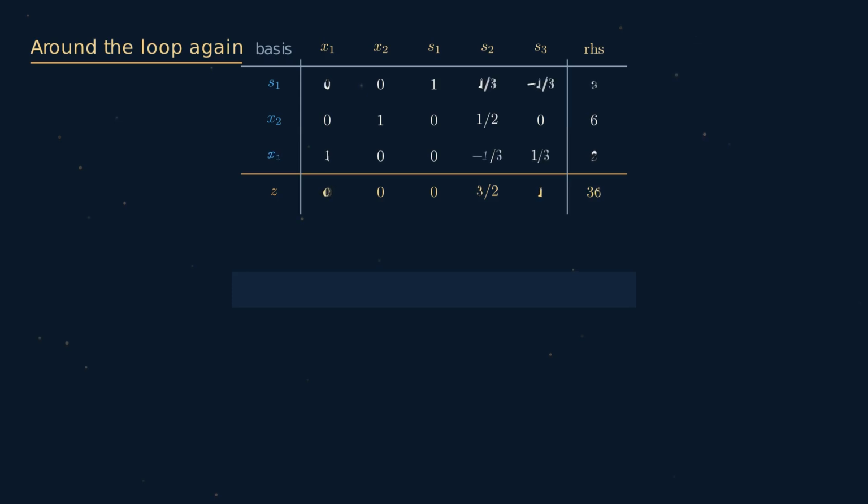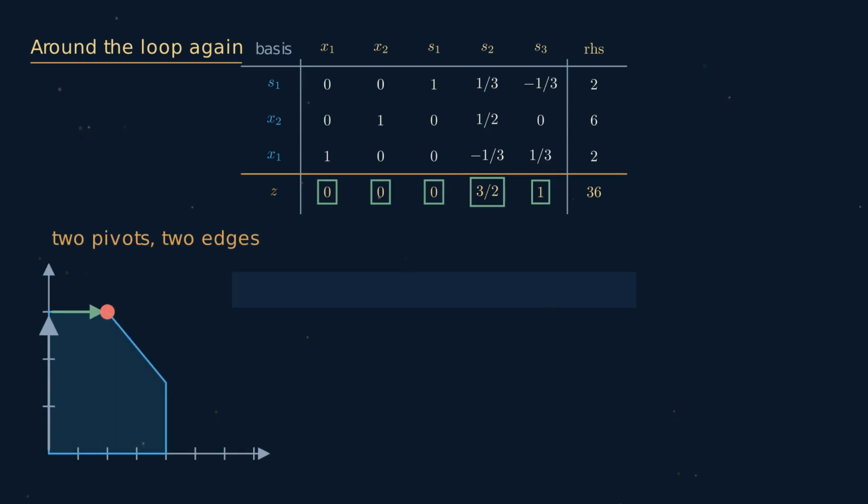Divide that row by 3, clear the column above and below, and the table settles into its final shape. And now the signal we've been waiting for. Every entry along the bottom is 0 or positive. Nothing left to gain. The walk is over. 2 pivots, 2 edges, and we have landed on the corner at 2 and 6, exactly where a drawing would have put it, except this time no drawing was needed.